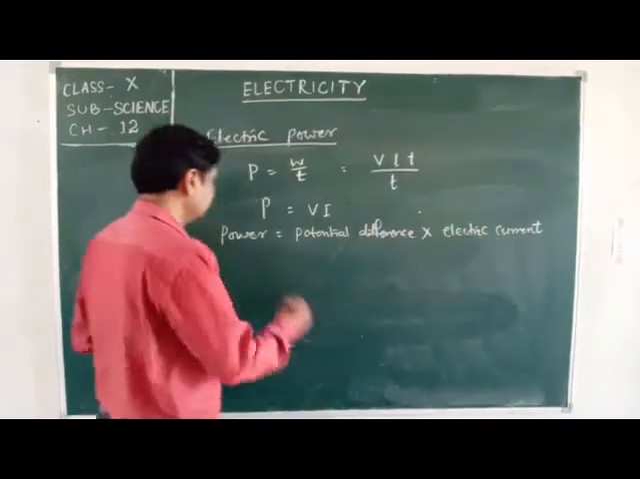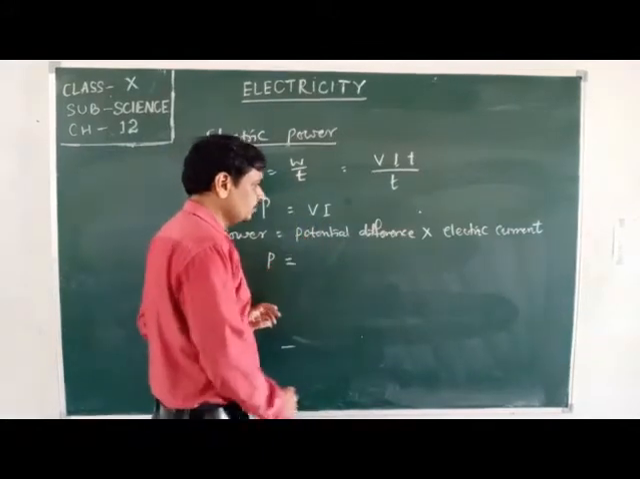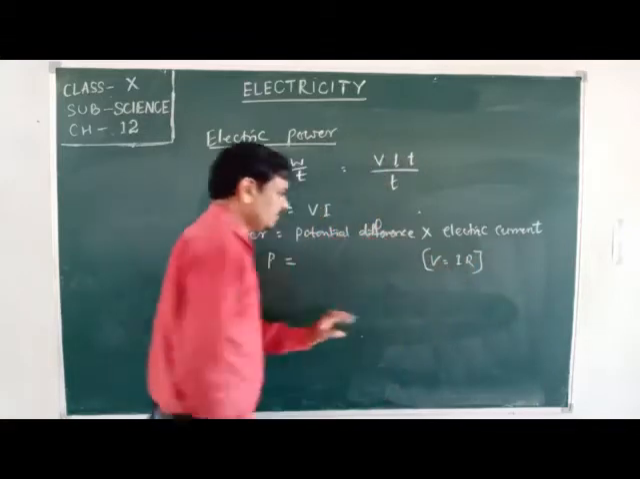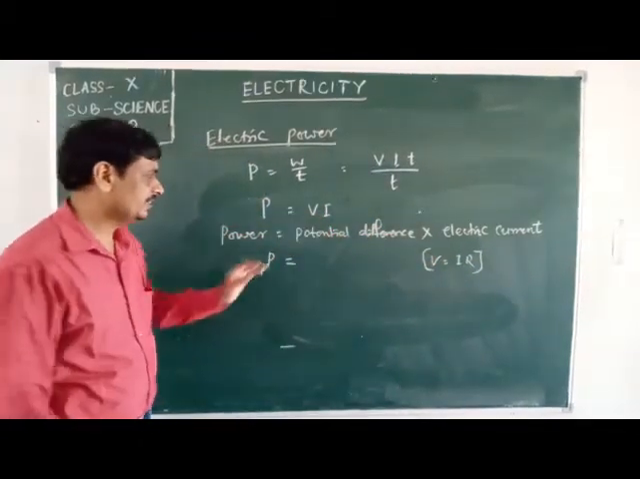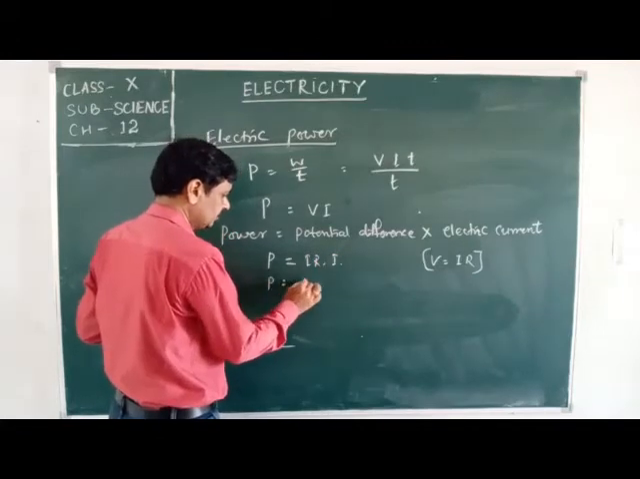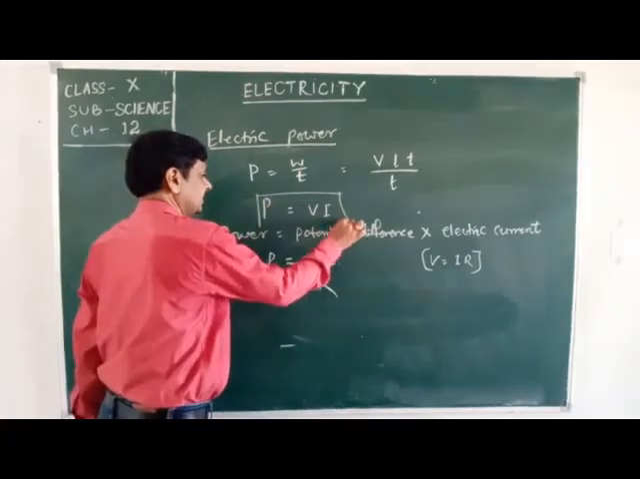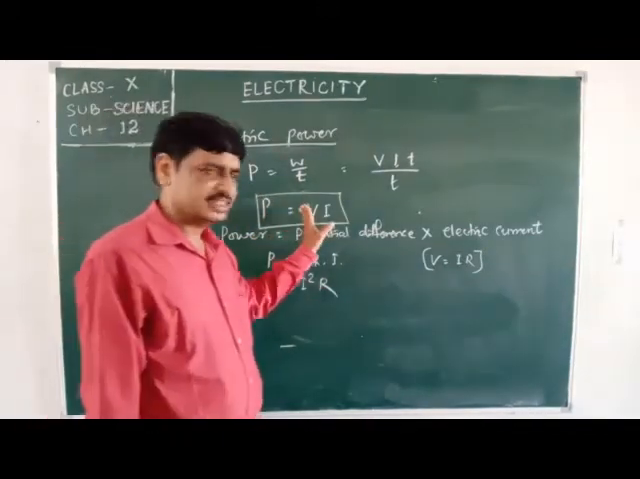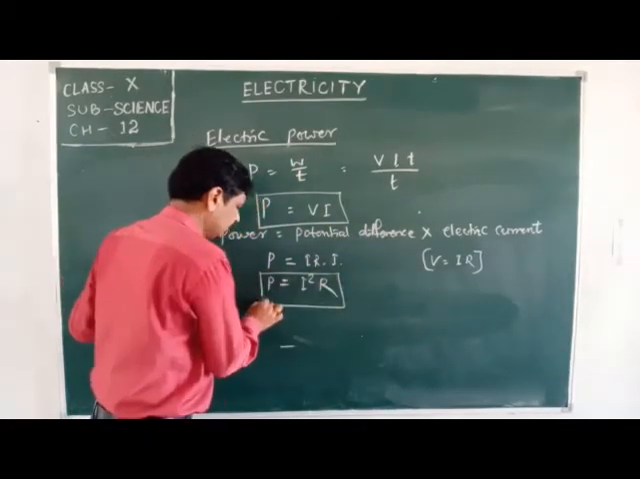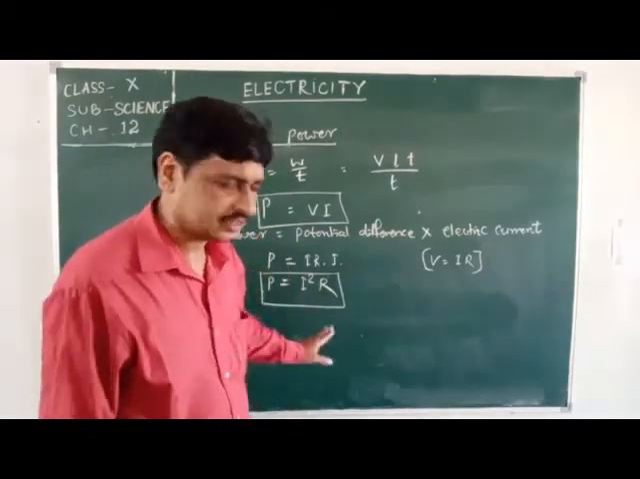Next, from Ohm's law, we know V is equal to IR. If we put V is equal to IR here, we can write P is equal to IR into I, so P is equal to I square R. This is the relation between power, electric current, and resistance of the conductor.